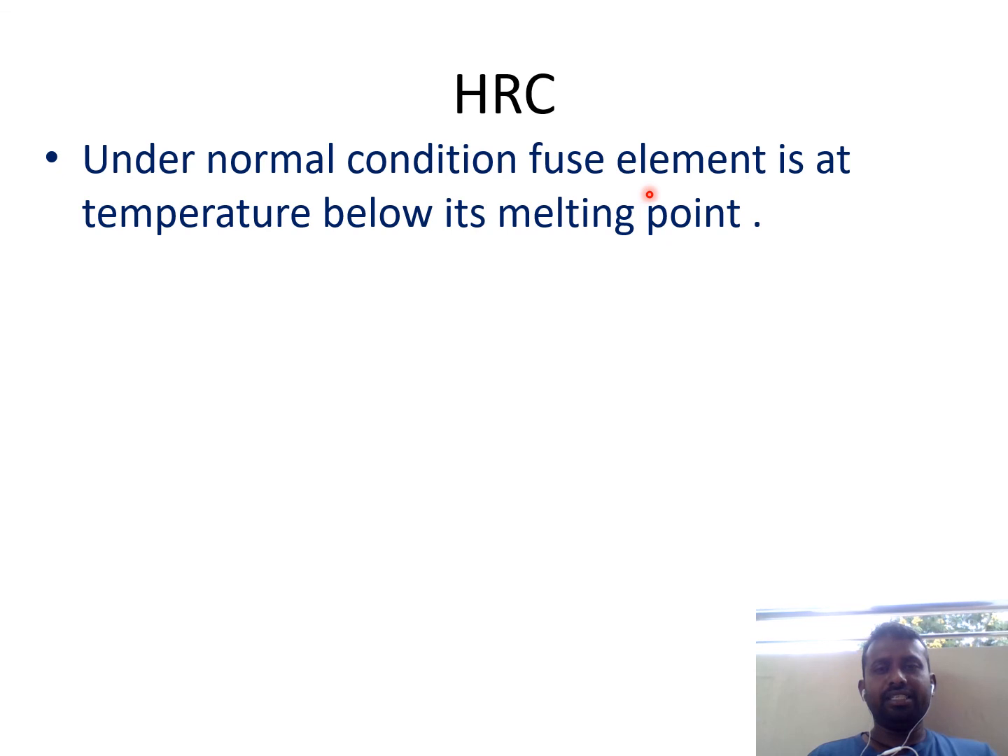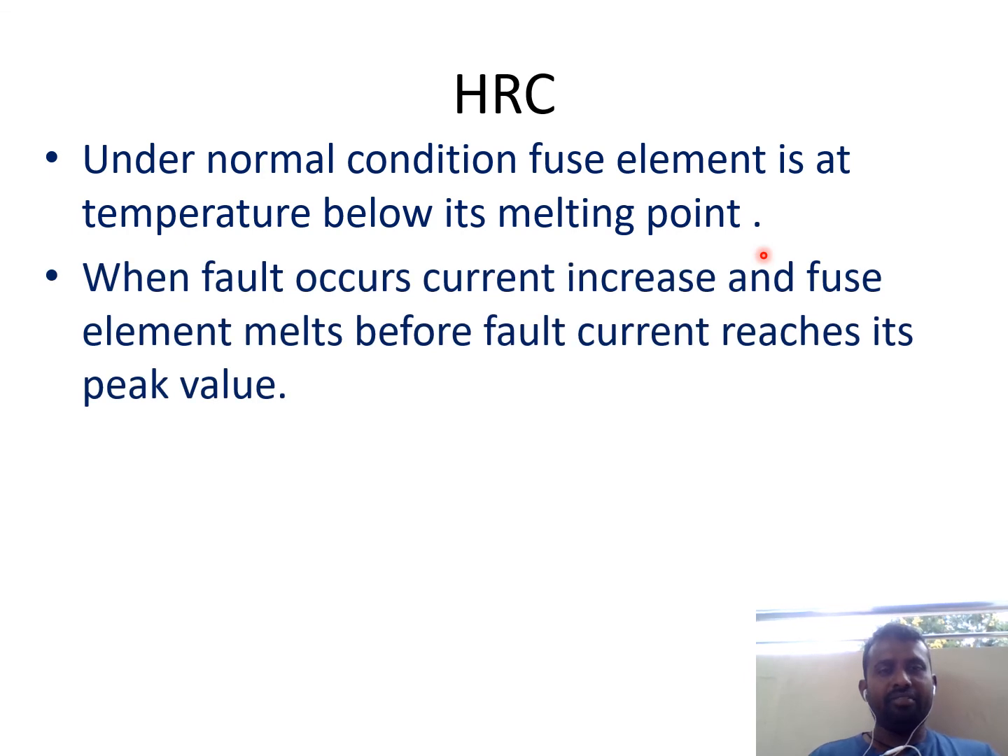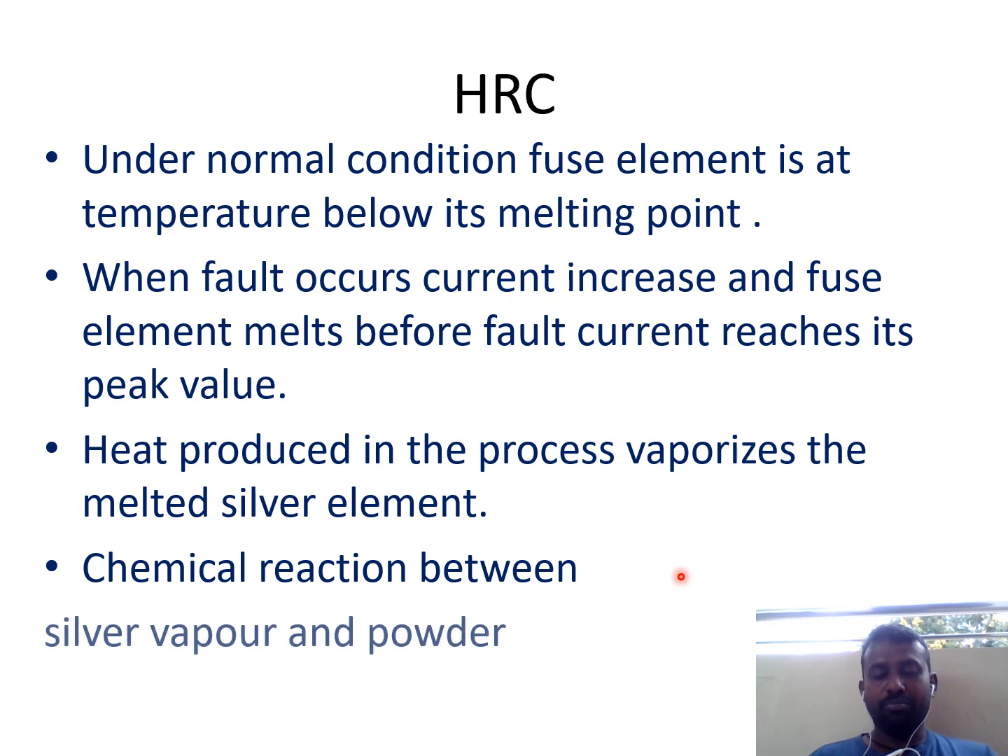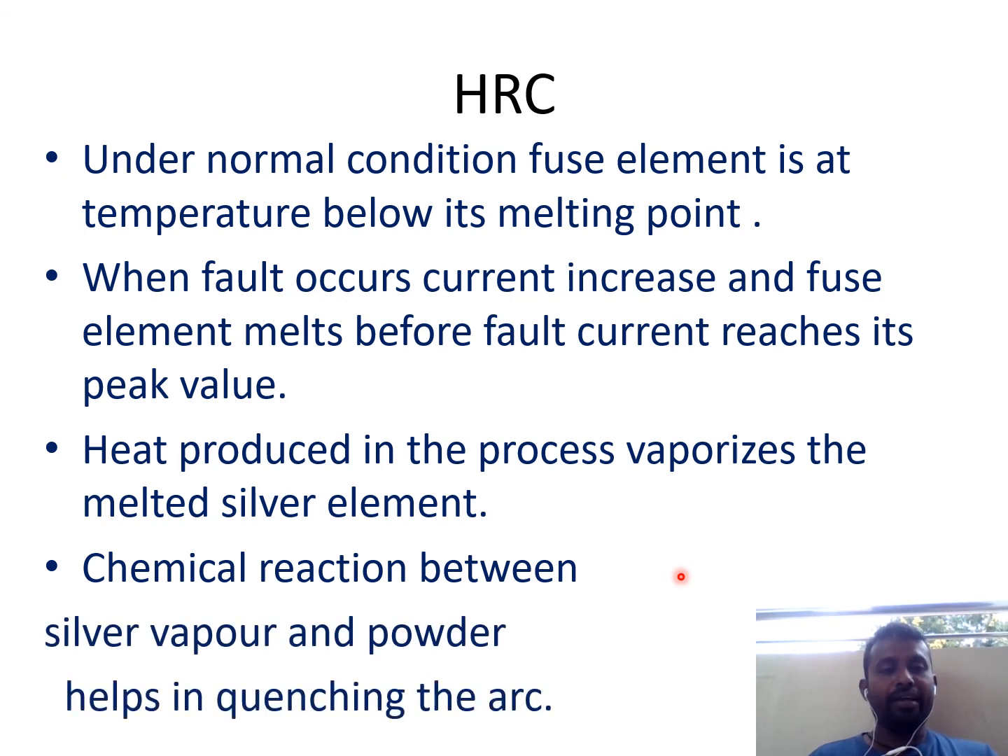Under normal conditions, the fuse element is at a temperature below its melting point. When a fault occurs, current increases and the fuse element melts before the fault current reaches its peak value. The heat produced in the process vaporizes the melted silver element. The chemical reaction between silver vapor and powder helps in quenching the arc. There may be an arc because of the high current, so the vaporized silver and the powder we have used will quench it. Quenching means suppressing the arc.